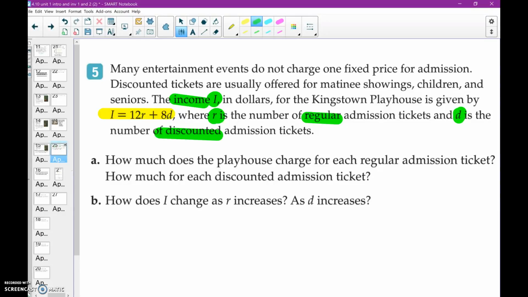So using that, I'm going to look at the next two parts that go with it. It says, how much does the Playhouse charge for each regular admission ticket? How much for each discounted admission ticket? Okay. So what I want you to do before I go through it is actually take a look at your equation you've got. I highlighted it here for you. And then there should be a box that pops up in a second where you can enter your answer. So based on this equation and what R is and what D is, I want you to type in what regular admission should cost and what discounted admission costs.